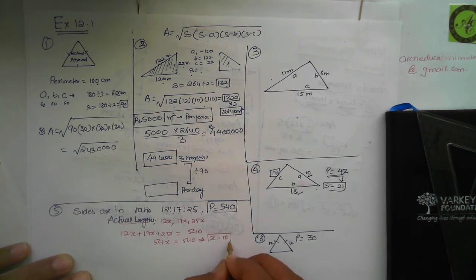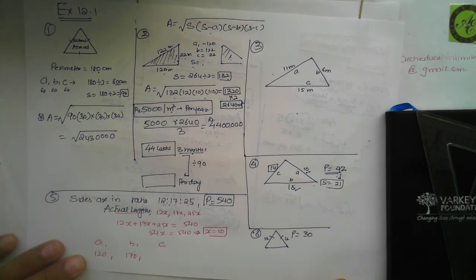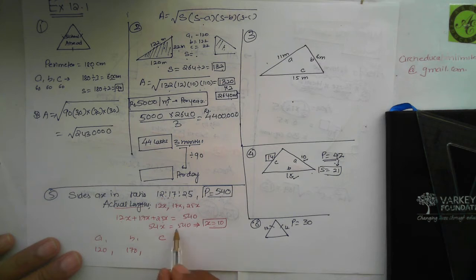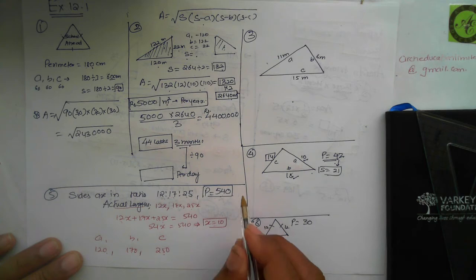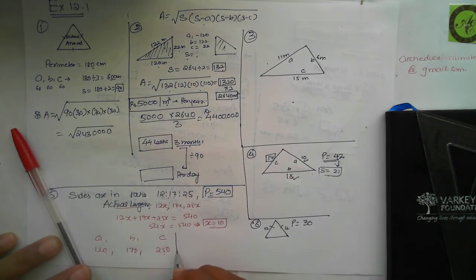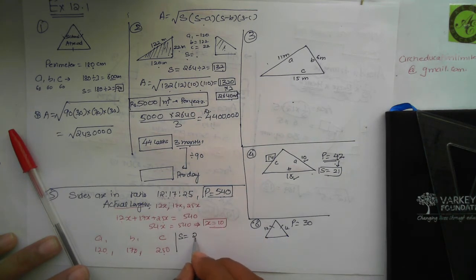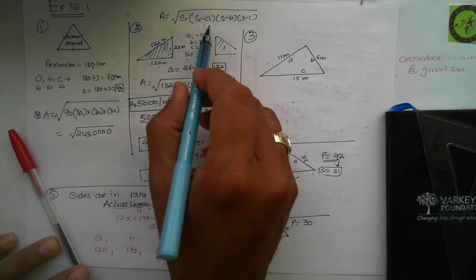So the actual lengths, which is A, B and C, are now 12 times 10, because 12x is 120, 17 times 10, which is 170, and you're looking at now 25 times 10, which is 250. Add them together, they should give you 540. So right, once again we reach the stage when we have A, B and C. We can find S from here, add them together, which is 540 divided by 2 will be 270. Put these four things into the formula and work out the area.